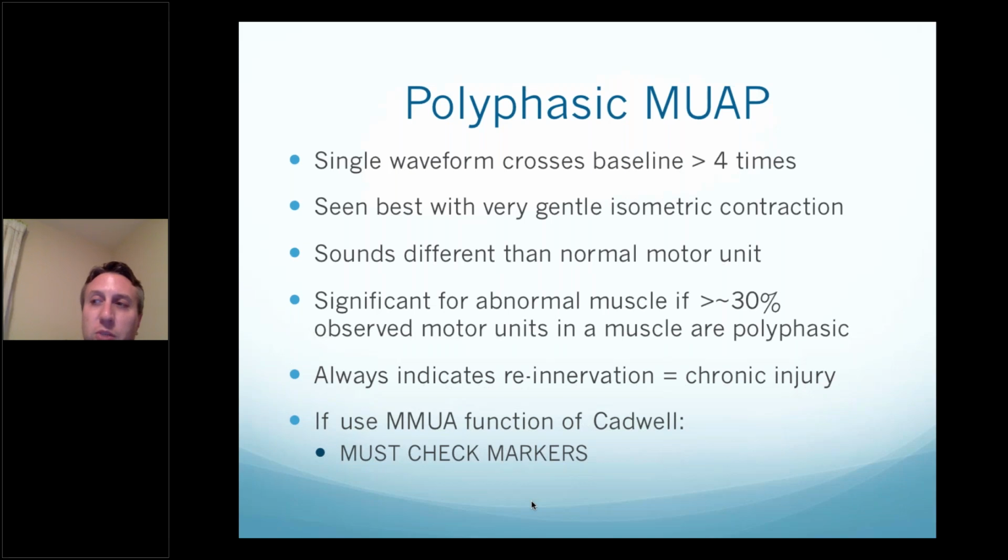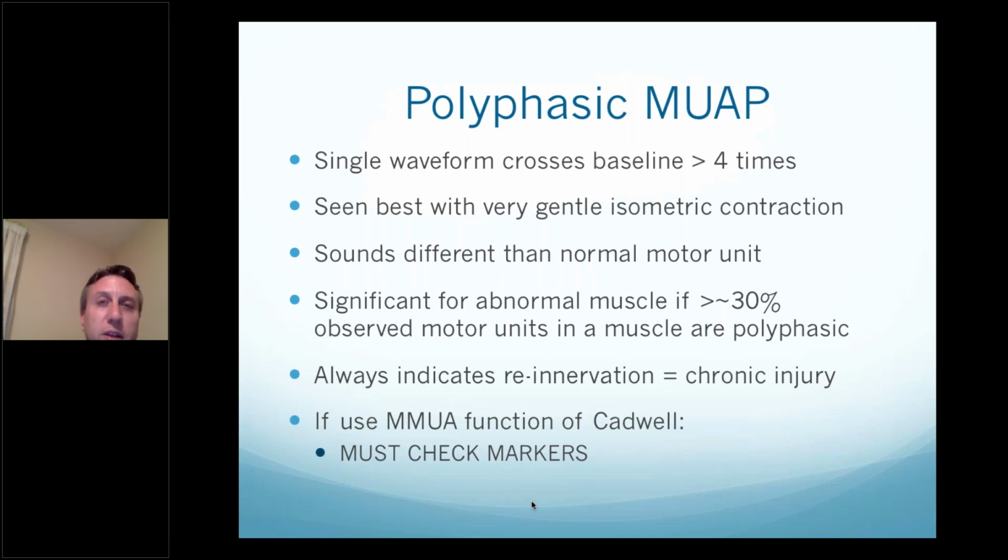And one thing I've noticed with the Cadwell, I use the Cadwell too, is that the multi-motor unit analysis function is good, but just like any device, you have to be smarter than the machine. When the computer is trying to pick out different motor units, it may often put the markers in the wrong location.